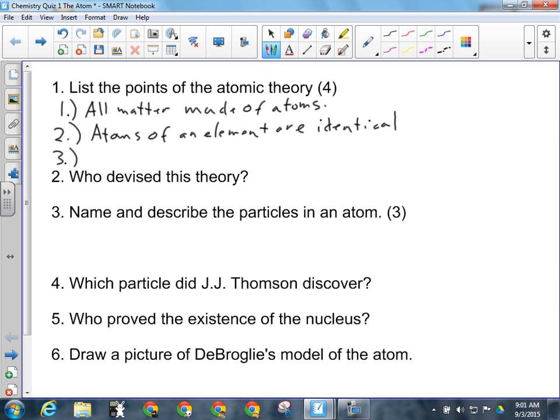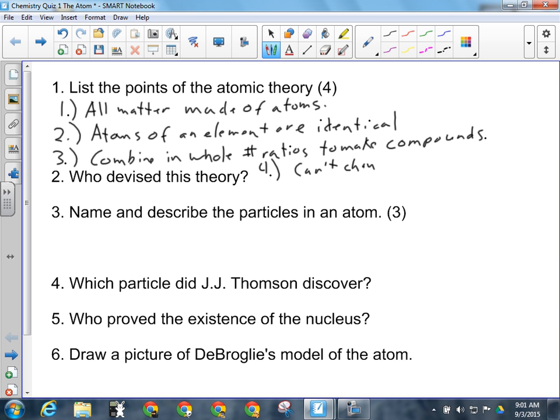For 3, it is about them combining in whole number ratios. And number 4 basically talks about how you can't change an atom in a reaction. Something along those lines. If they quoted them verbatim, that's fine. Good memorizing, but you didn't have to. As long as you had the general idea of the 4 points, you'll be okay on that one. So 1 mark each for the 4 points.